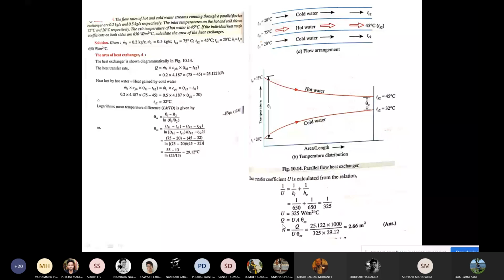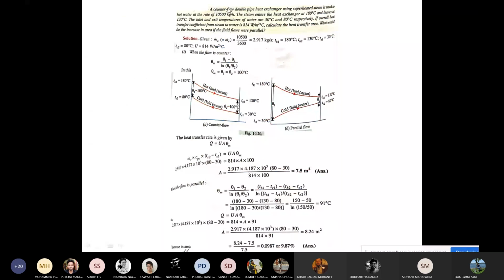And the general expression Q equal to UA theta M. So theta M, area you don't know, but you know U, theta M, and Q has also been calculated. So you can calculate the area, 2.66 meter square.